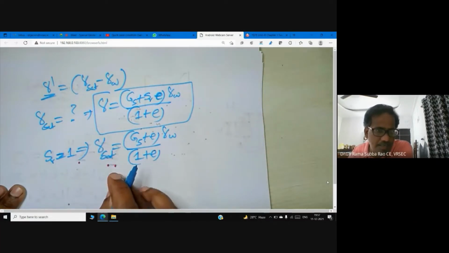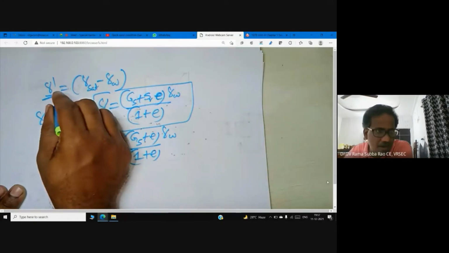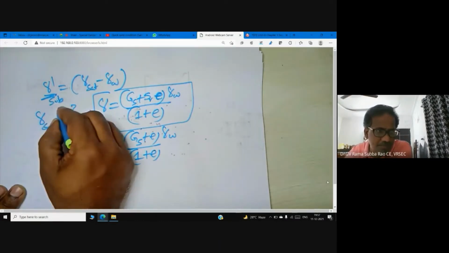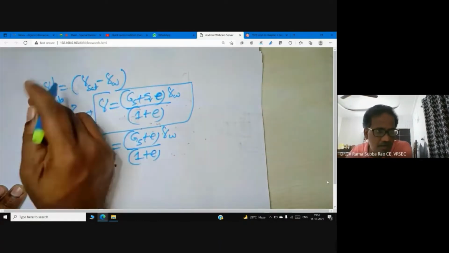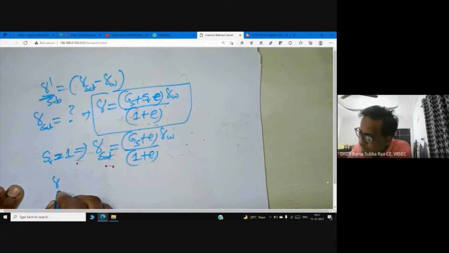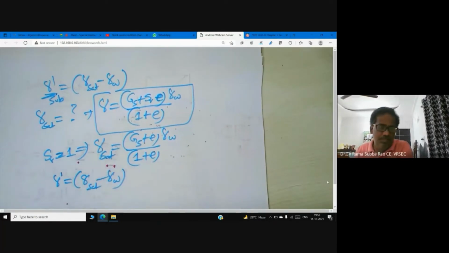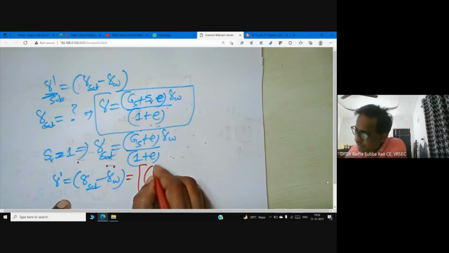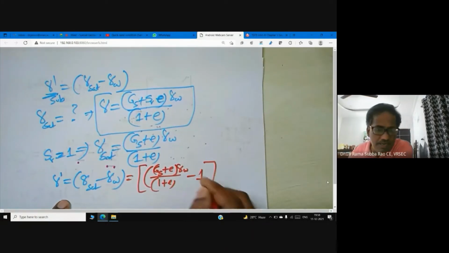Now we are at the right discussion. We want to calculate gamma prime, which we call gamma submerged. Some books write gamma sub, some books write gamma prime. You can use whatever symbol you want. Gamma prime is equal to gamma sat minus gamma W. So this is very easy to understand. What I'm doing now: (G plus e) into gamma W by 1 plus e, minus 1.